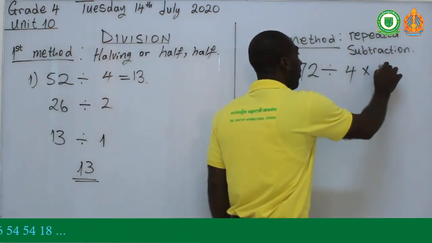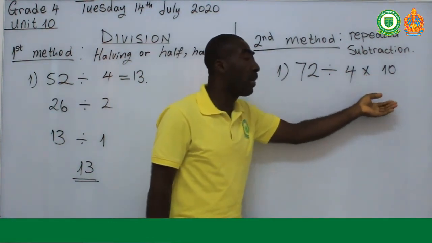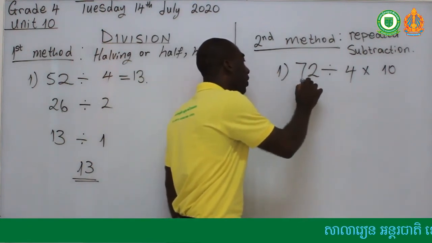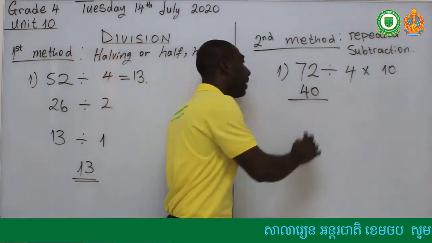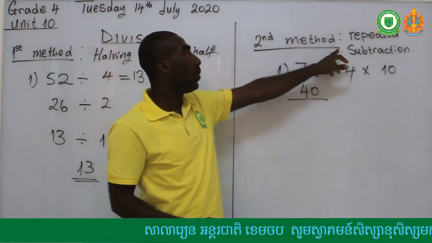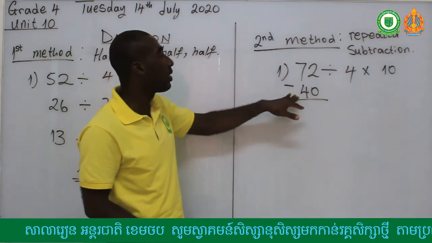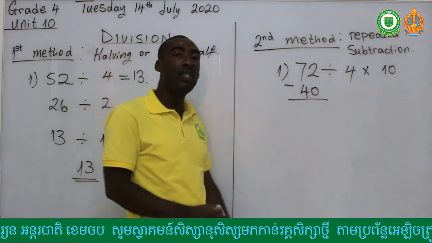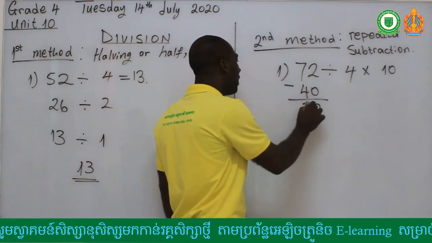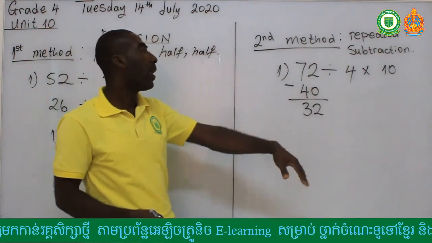So when we multiply 4 by 10, it is going to give us 40. When we put the answer, we put it here. So we put that 40 here, then we underline. So this is where the subtraction comes in. Repeated subtraction. So now we have the subtraction sign here. We're going to subtract 40 from 72. And that will give us 32.